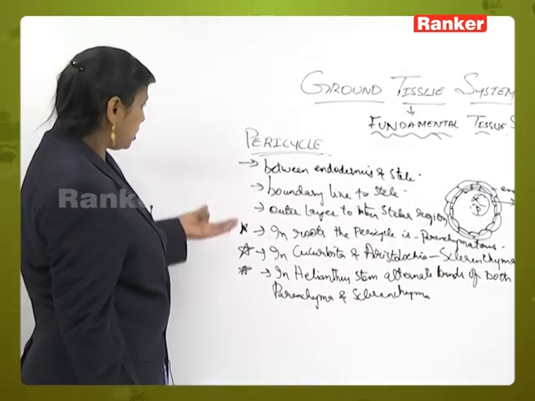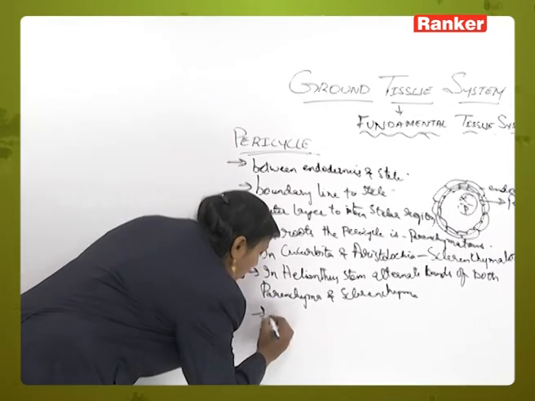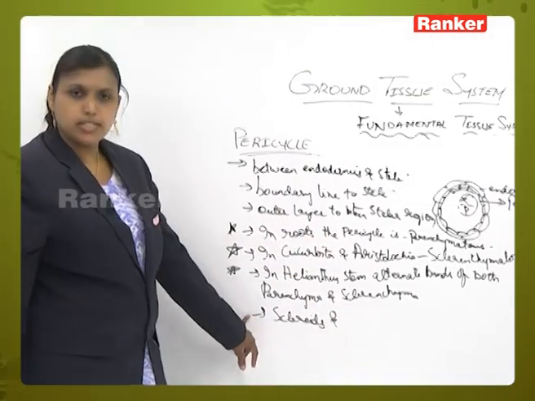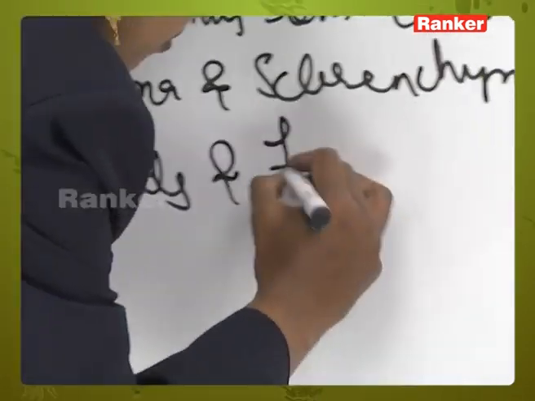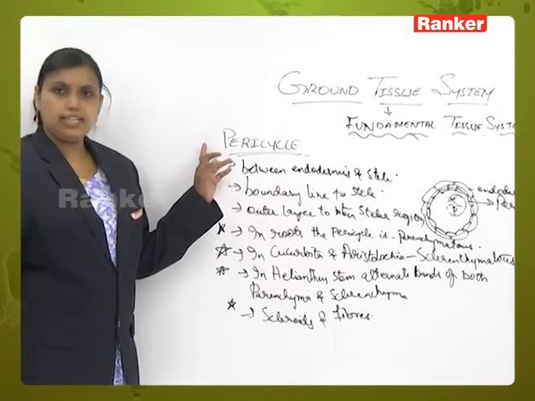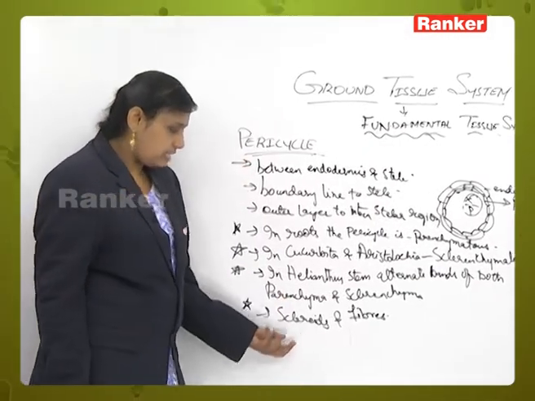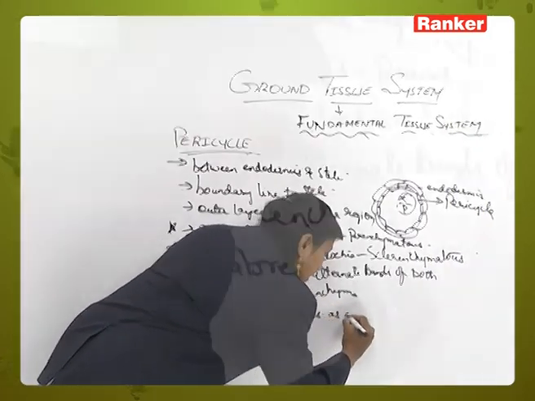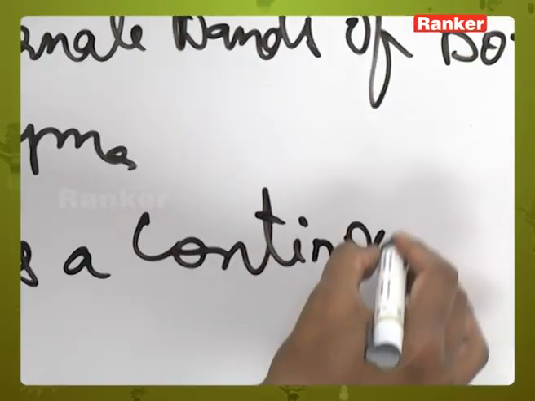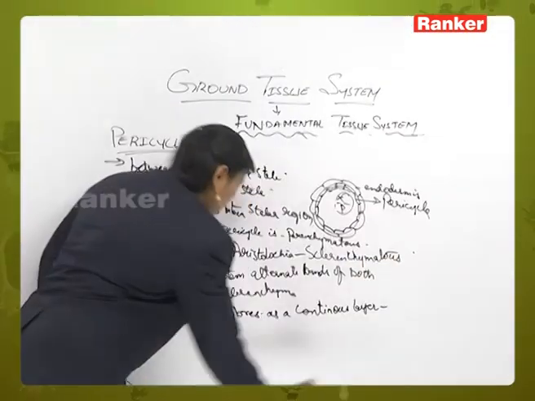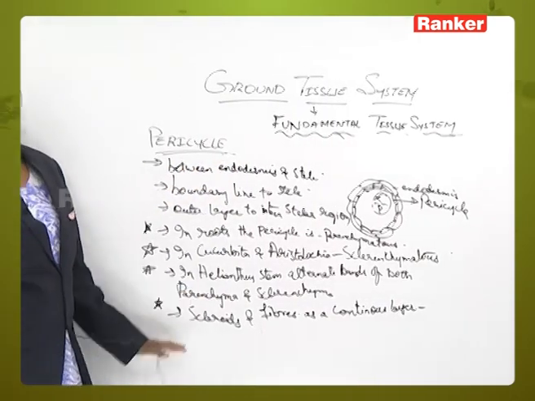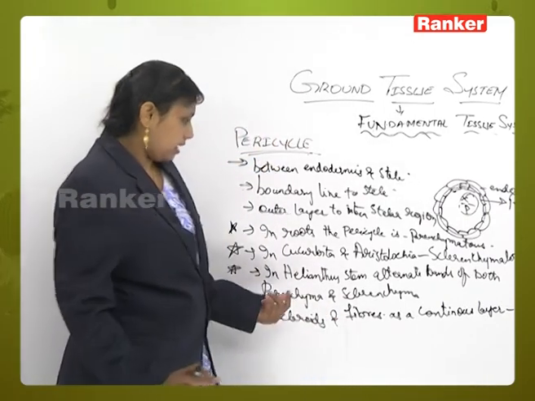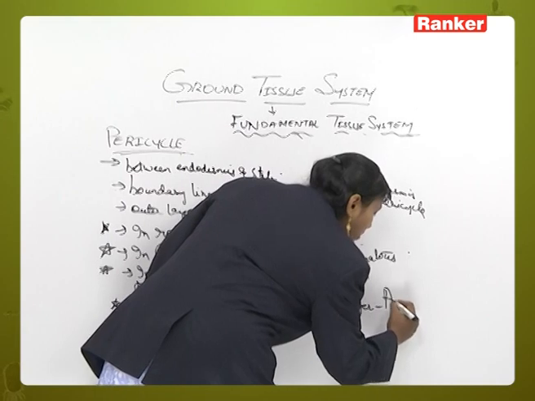Sometimes this pericycle also consists of sclereids, and sometimes of sclereids and fibers. As I said, in the pericycle you also see the presence of sclereids and fibers. How are these sclereids and fibers formed? These are formed as a continuous layer. What is an example of this type? If you see sclereids and fibers in the pericycle in the form of a continuous layer, this type can be seen in an example like Aristolochia.